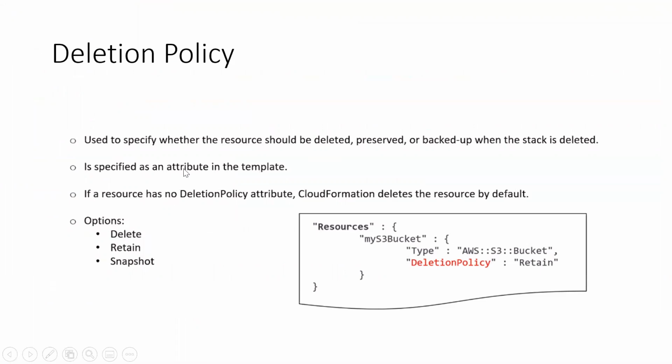Now, three options are there: Delete, Retain, and Snapshot. Delete means it will delete. Retain means it will retain whatever resource you want to retain. And Snapshot means it will delete that resource but take a snapshot. Let's say you have an RDS instance, it will delete that RDS instance but take a snapshot of it, so that if you want to make use of it or launch it again, you can.